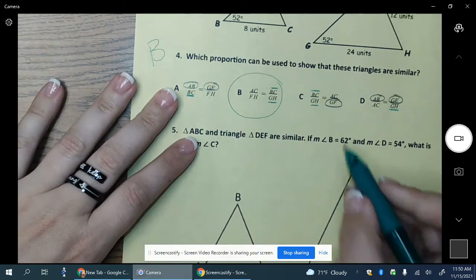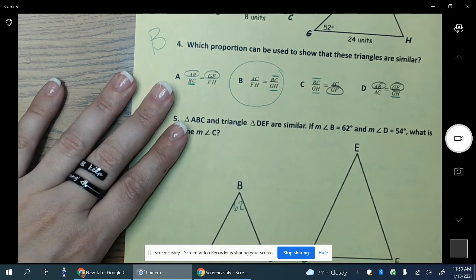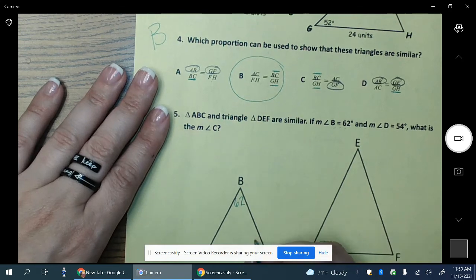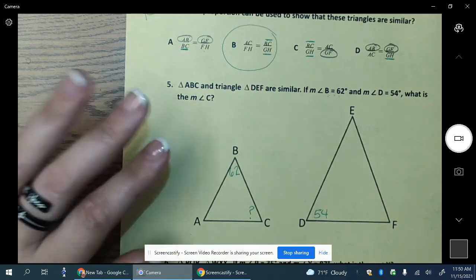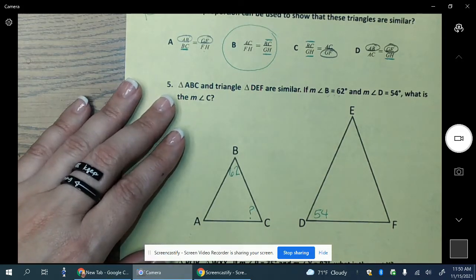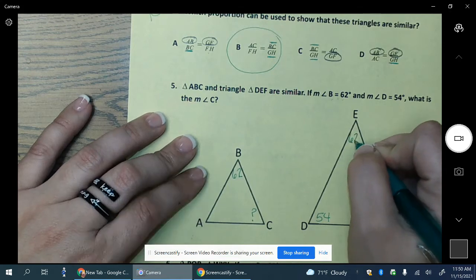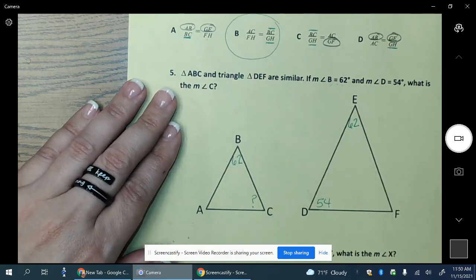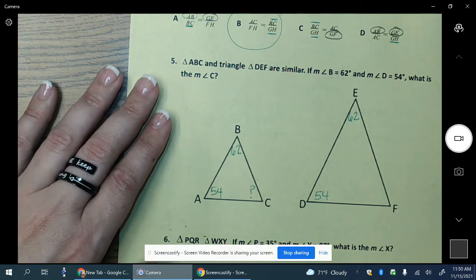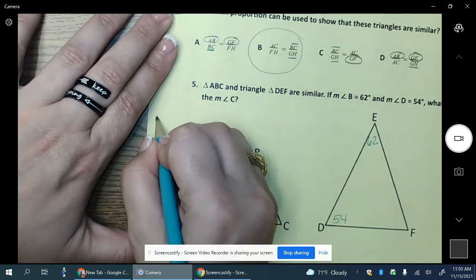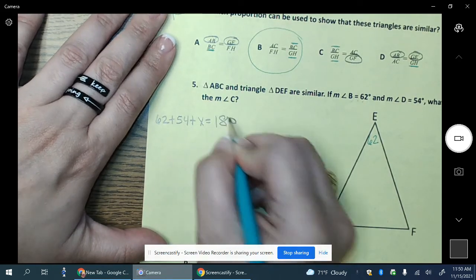Okay, now it says triangle ABC and DEF are similar. The measure of B is 62. Let's label it. The measure of D is 54. What is the measure of angle C? Do I have enough information in one triangle to solve it? No. Okay, what goes in the same place as angle B? E. Okay, do I have enough now? Maybe. Okay, D is the same as what? A. Now do I have enough? Yes. So my algebra: 62 plus 54 plus x equals 180.